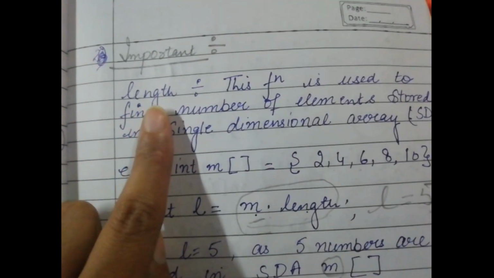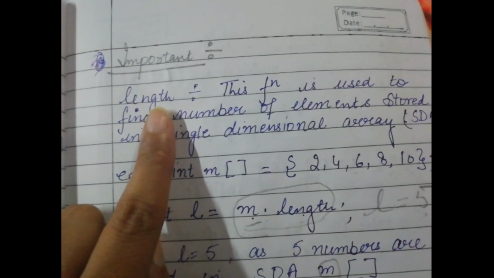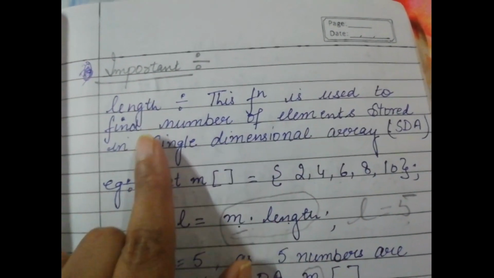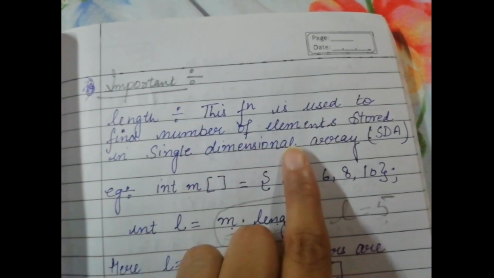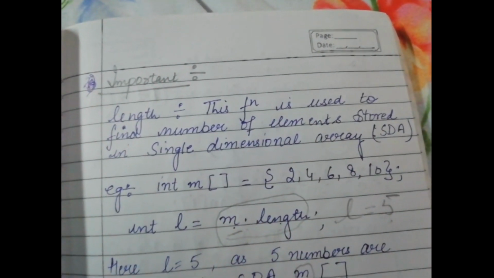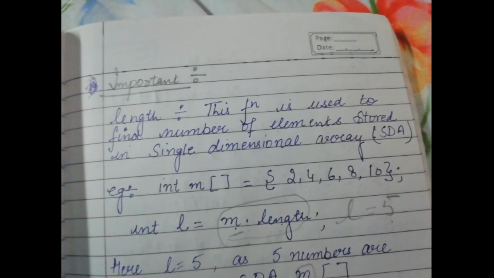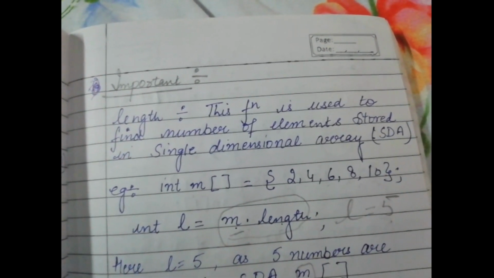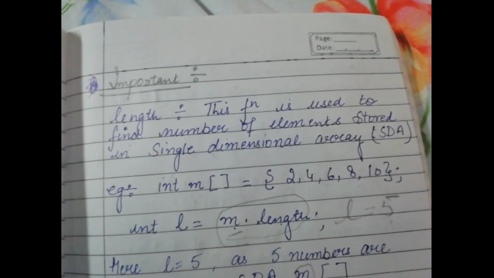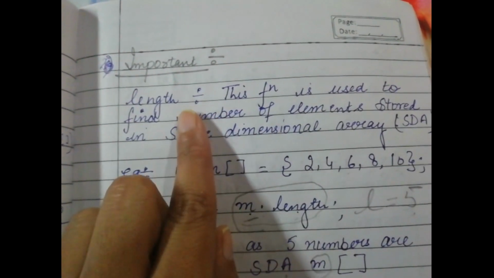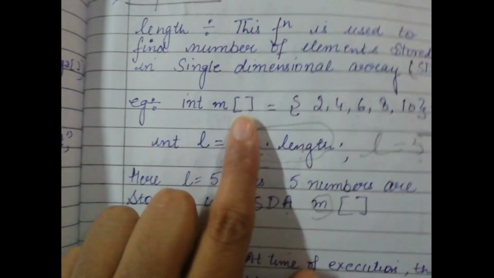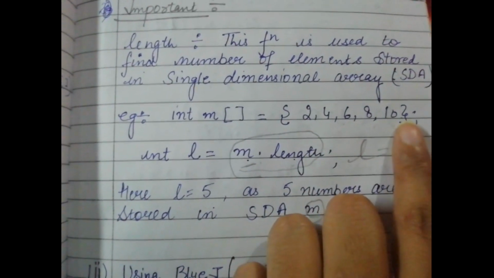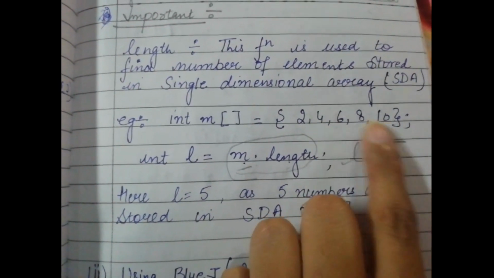So next, we have a function named length. This function is used to find the number of elements stored in a single dimensional array. Many times we don't know how many elements are entered in the array, so to get that number, we have a length function. So this is our array M. This is the value of our array.